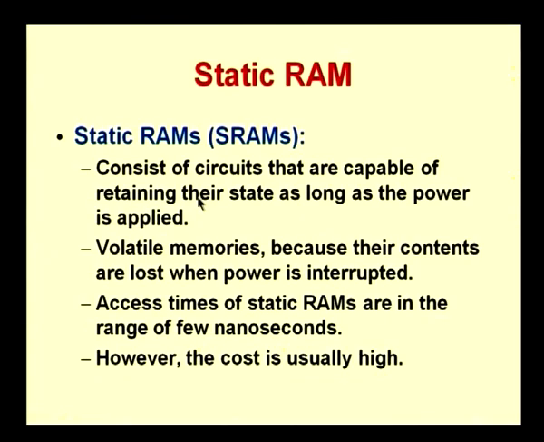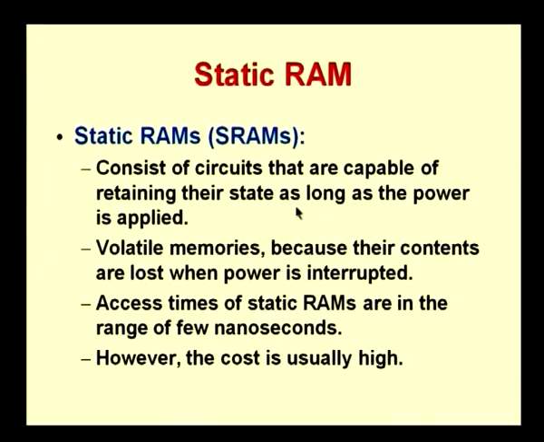Now these static RAM cells, if we look at the way they operate, we can see that there are certain characteristics that they have. The characteristics basically are that these are what are called volatile memories. So what we mean by volatile memory: these circuits can retain their state as long as the power is applied. Once you switch off power or power is interrupted, the contents will be lost. So we refer to these as volatile memory devices.